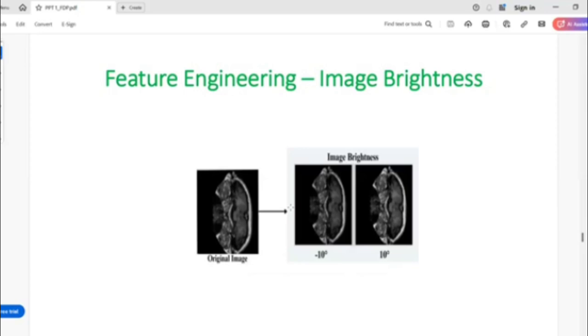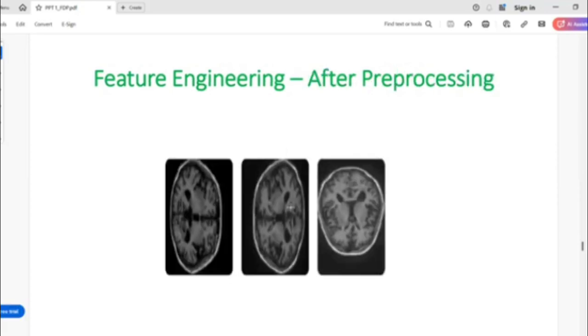Next, you have something like image brightness. So this is one of your augmentation techniques. Similarly, you have image contrast techniques. So after applying these many techniques, your original images will be converted and these images are ready for the analysis purpose. So these are the pre-processed images.